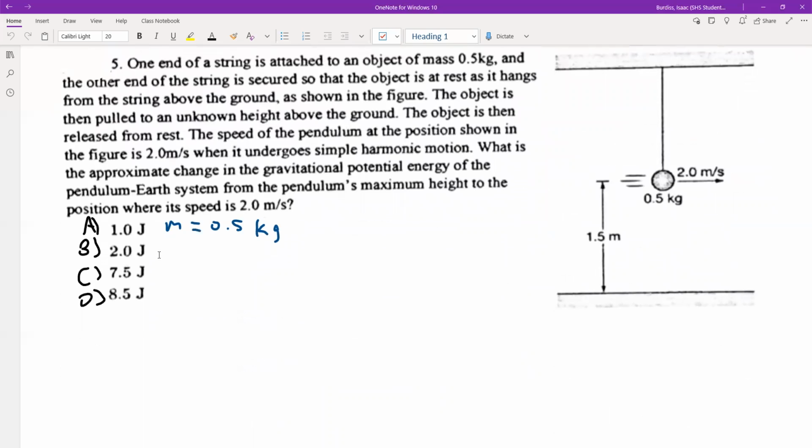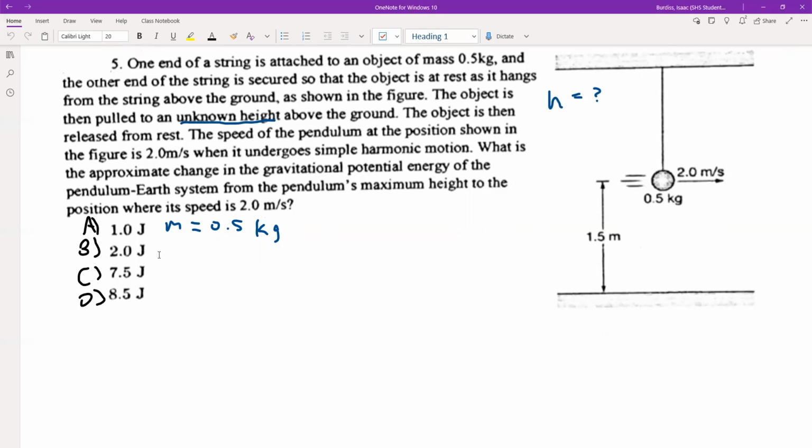And then the other end of the string is secured so that the object rests and hangs from the string above the ground, as shown. The object is pulled to an unknown height. That's a key thing to know, unknown height. So we can write h equals question mark, because we don't know what that is. You'll see why that's useful to know in a minute.